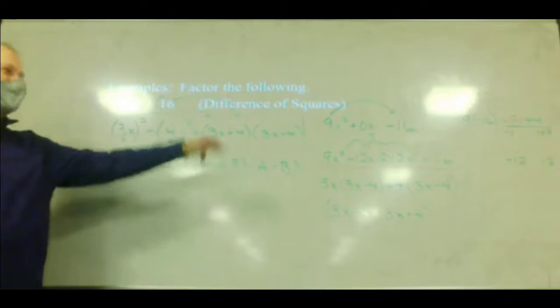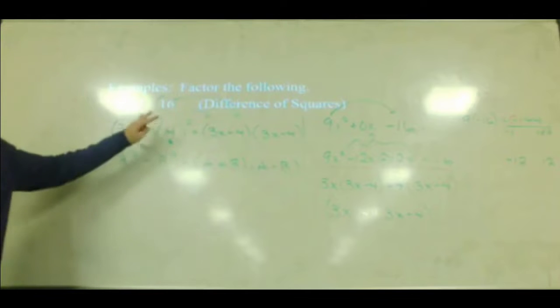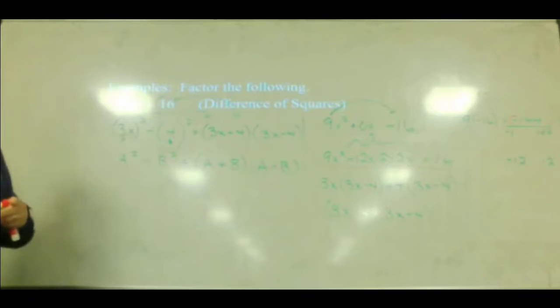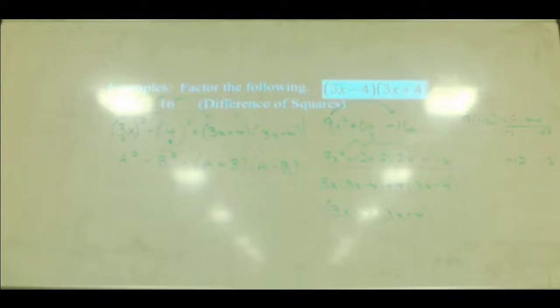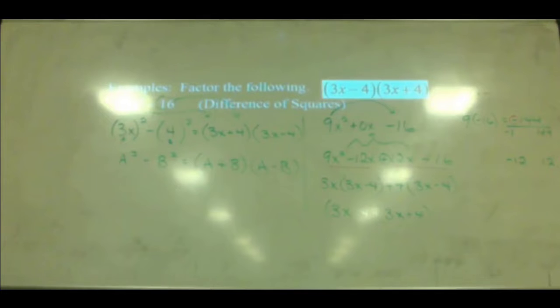All right. Now, I don't suggest doing it that way. I think this is probably worth your time to try and practice. And we're going to do another example like it, but you could do it either way. And either way, you get the same answer, 3x minus 4, 3x plus 4. Okay. So let's try another one of those difference of squares.